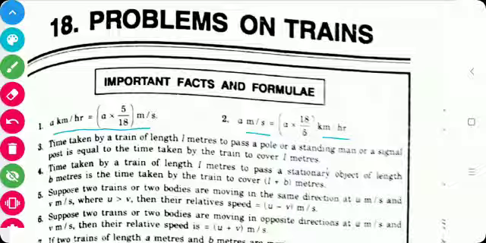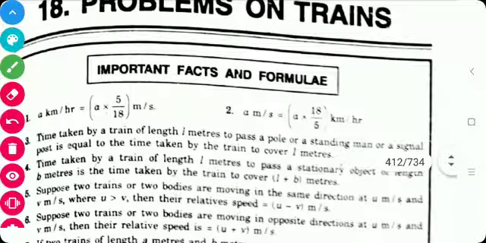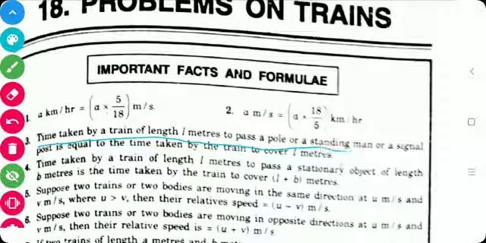Second is, time taken by a train of length L meter to pass a pole or a standing man or a signal post is equal to the time taken by the train to cover L meters.